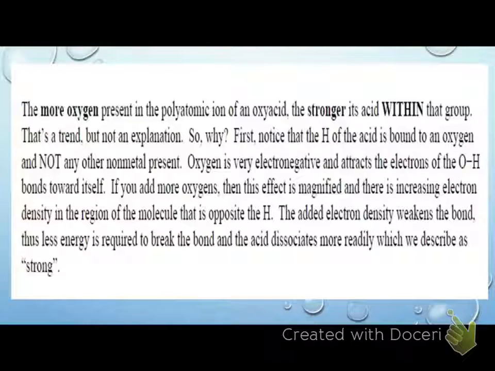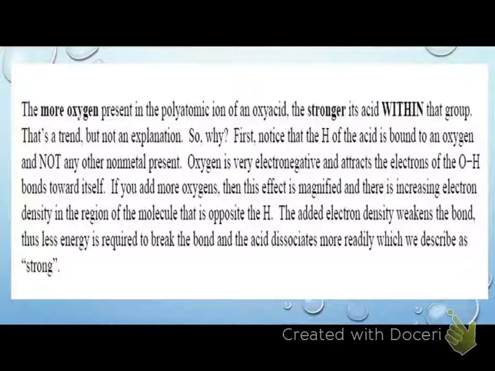When you're talking about within a group, let's say like the chlorates, the more oxygen present in the polyatomic of the oxyacid, the stronger it is within that group. Okay, that's a trend, but not an explanation. Remember, we don't explain things with trends. That's just to kind of help you know it. You have to explain it with words.